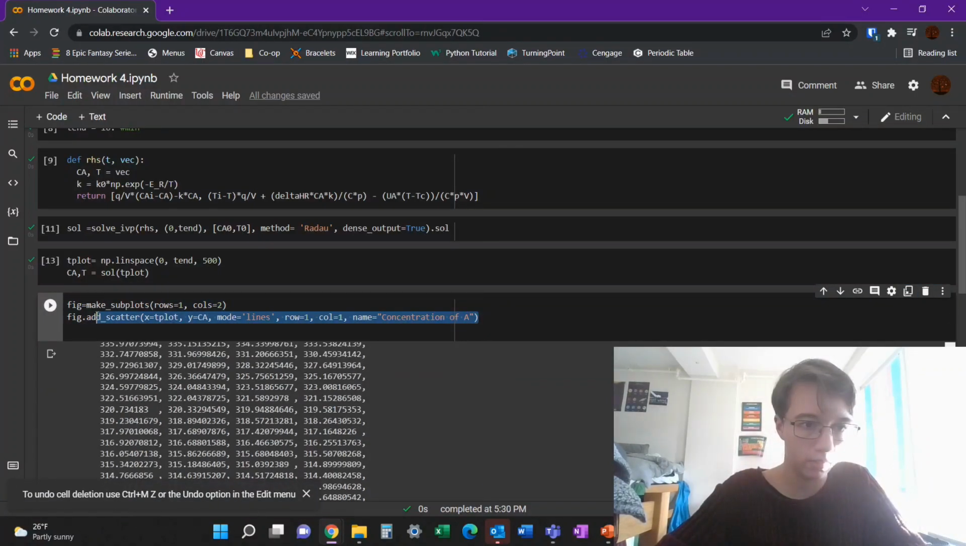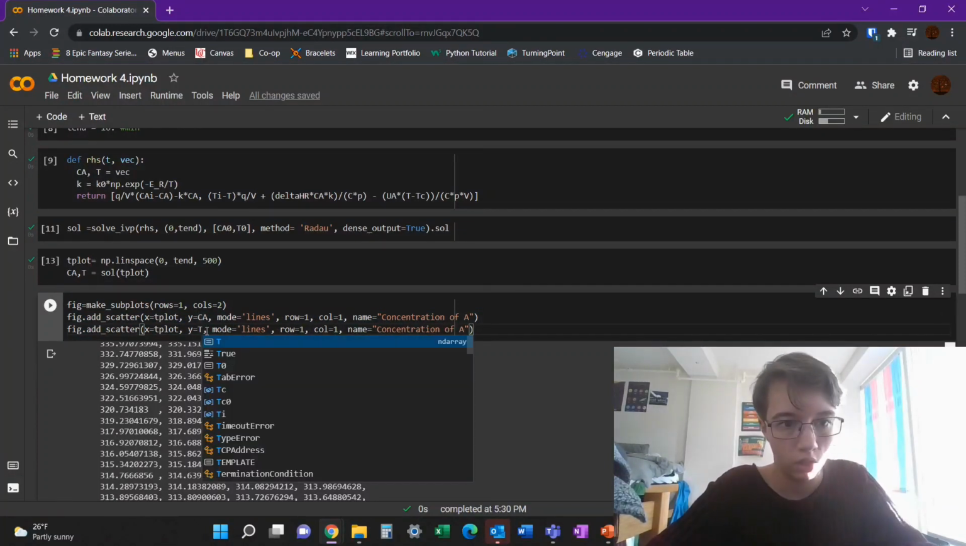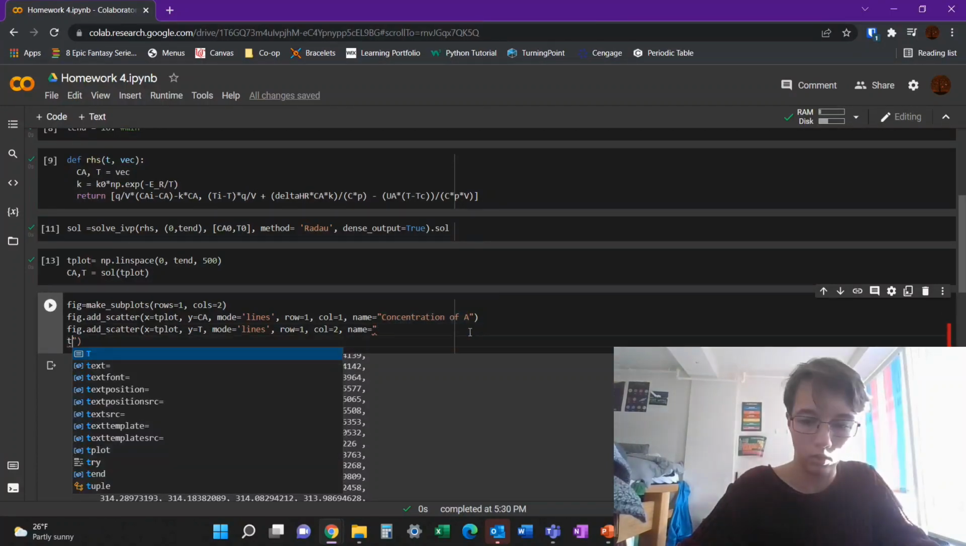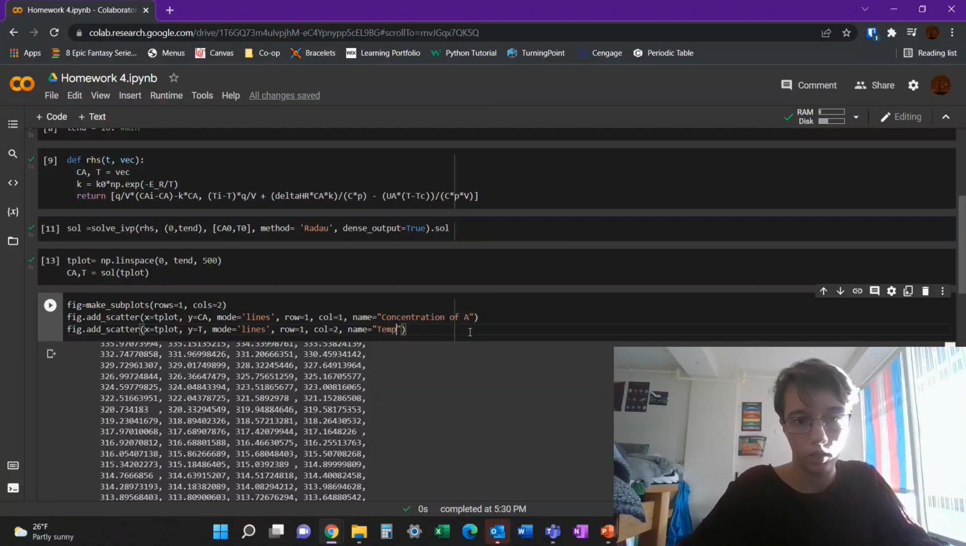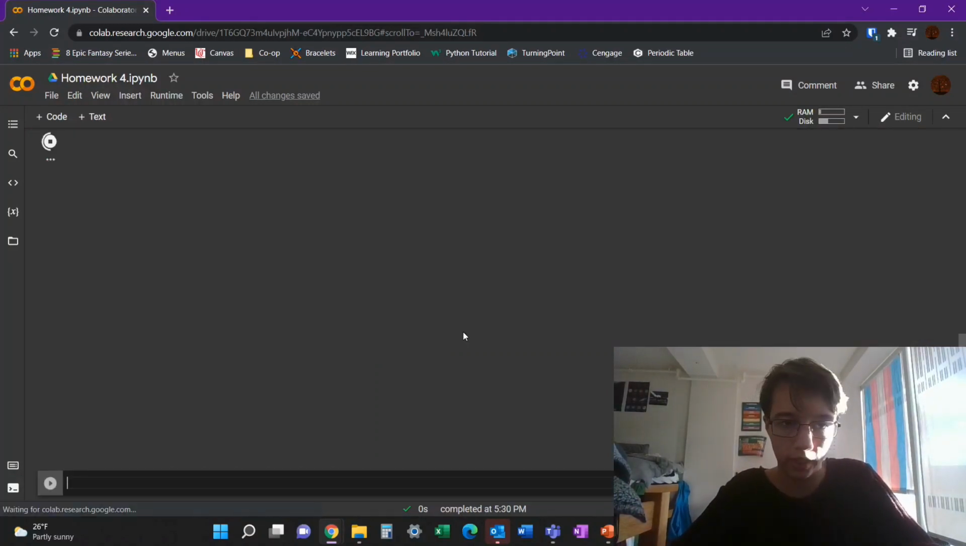Alright, and then I'm going to copy this so I don't have to type it all out again, but this time we're going to look at the temperature. Again, we want the mode to be lines, row is 1, but this time we want the column to be 2, and the name will be temperature in reactor. Alright, so let's see what we get.